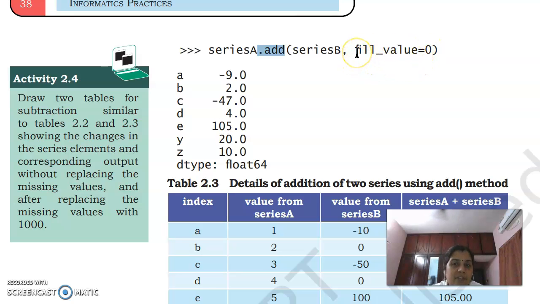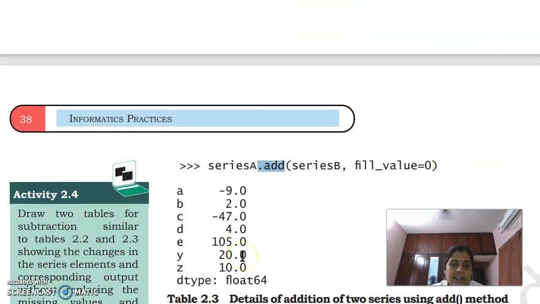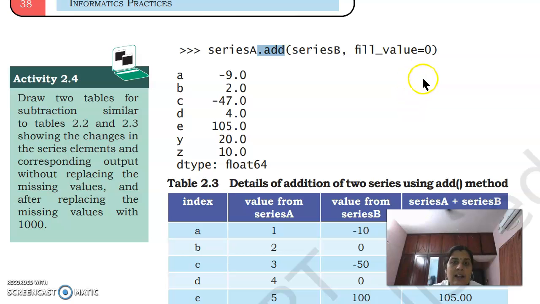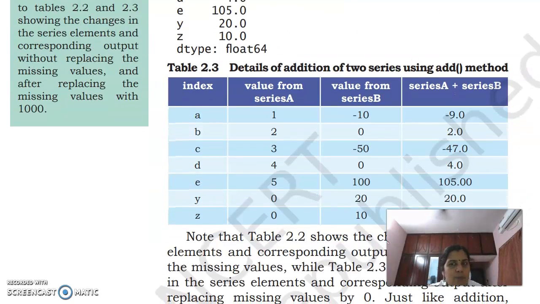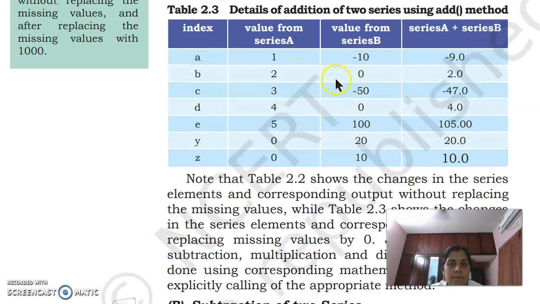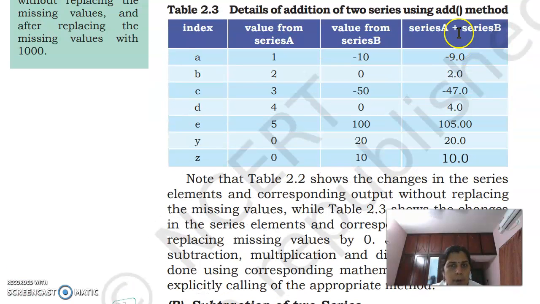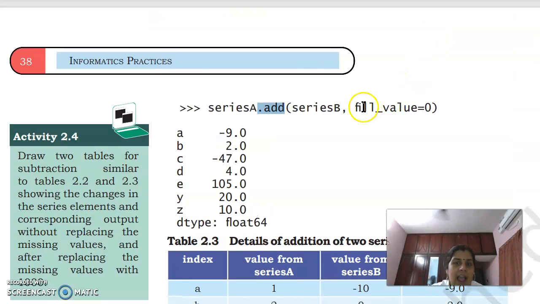That means we are filling a value at the position where there is no value. Here we left it blank, but in this case we are filling the value as 0. Then the output will be different. Of course the output will be different, because 2 plus not a number will give NaN, but 2 plus 0 will give 2.0. So this is the output of series A plus series B by using the add method and fill underscore value equal to 0.